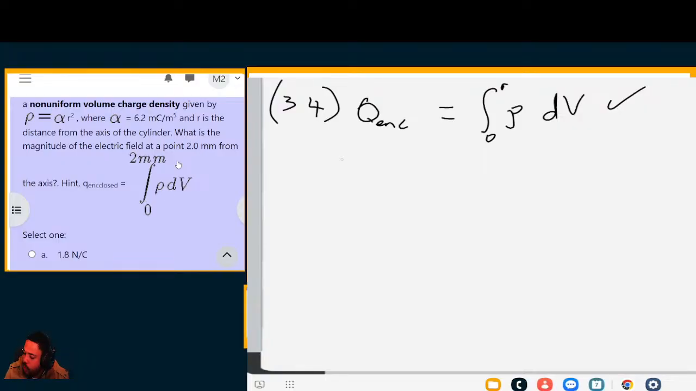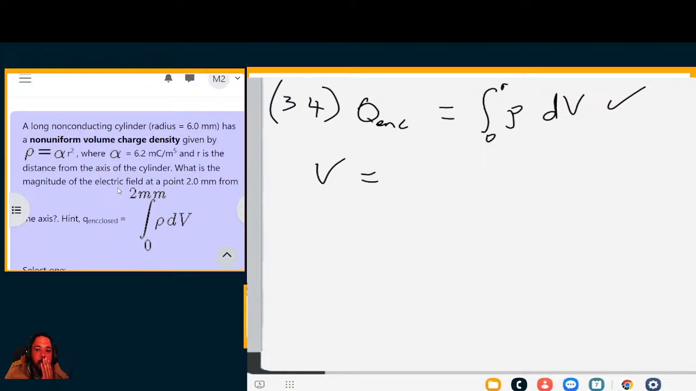Now, the volume of the shell. Let's just work out some stuff. The volume of the cylinder. How do we calculate it? It is just 2 times pi times r, which is the circumference, multiplied by the length. We just did this. That is rather the surface area of this shell.